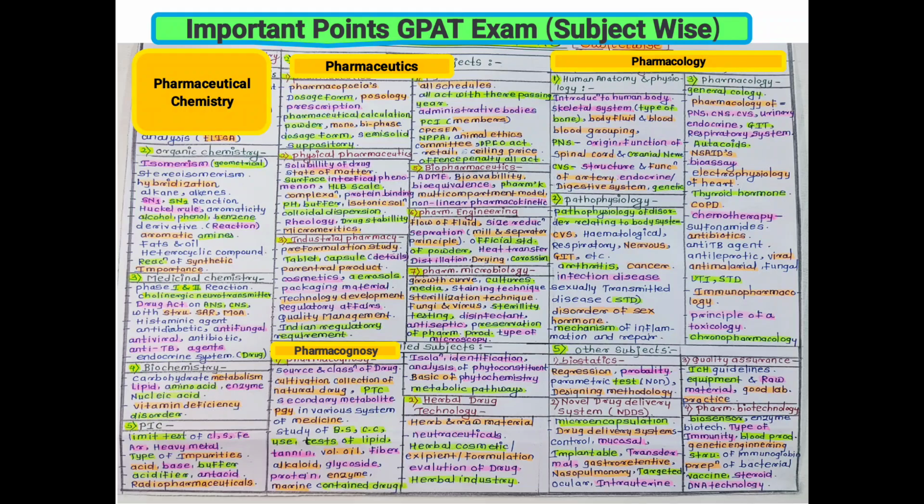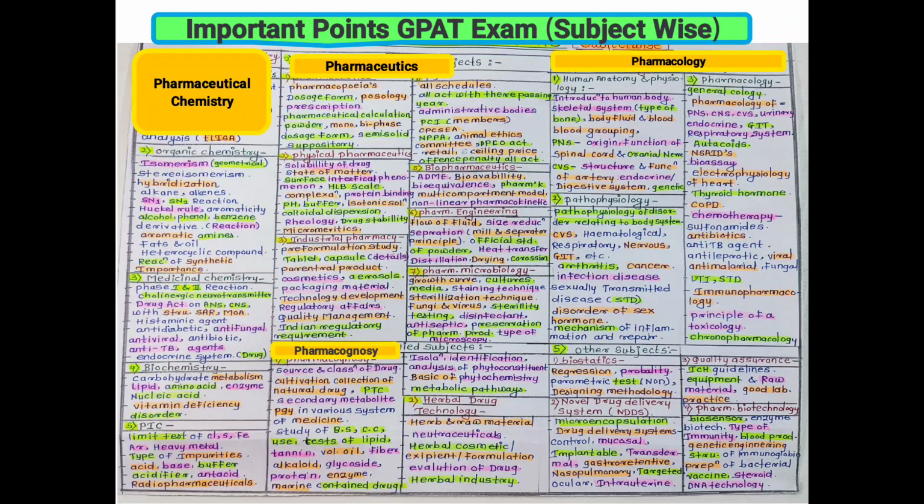Next, another second year subject, that is pharmaceutical engineering. In pharmaceutical engineering, flow of fluid: in that, Reynolds number is a dimensionless number which is used to predict the flow. Bernoulli's theorem, size reduction: in that, you have to know about the mills, hammer mill, ball mill, fluid energy mill, with their various principles and uses. So you have to remember this.